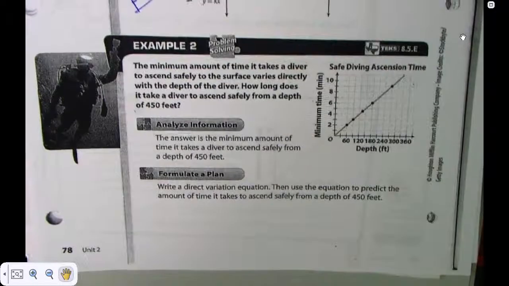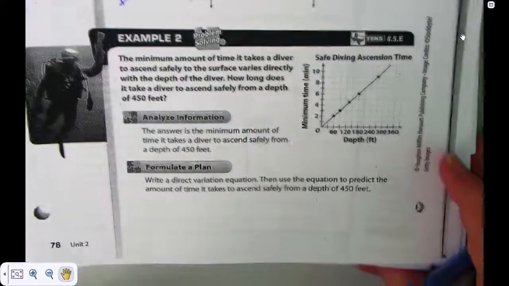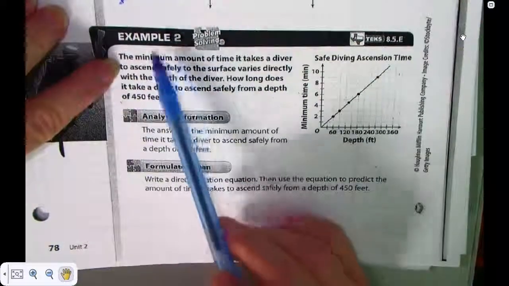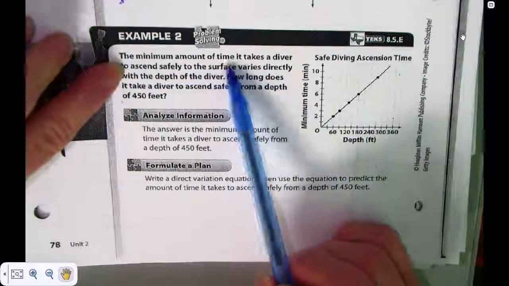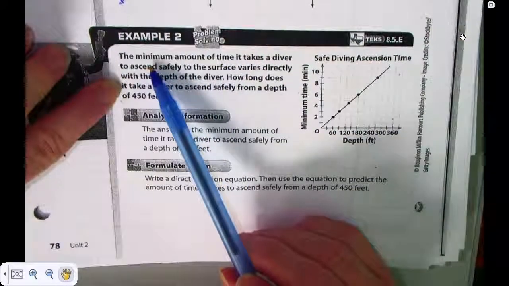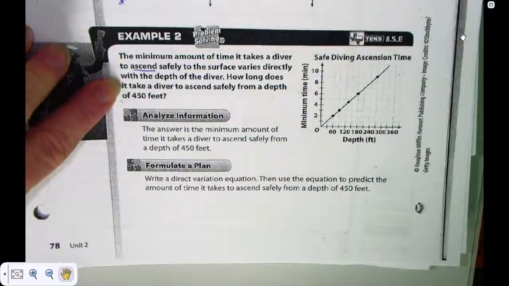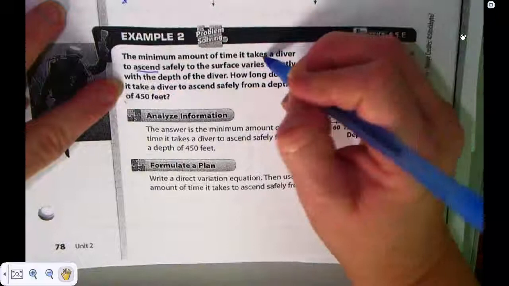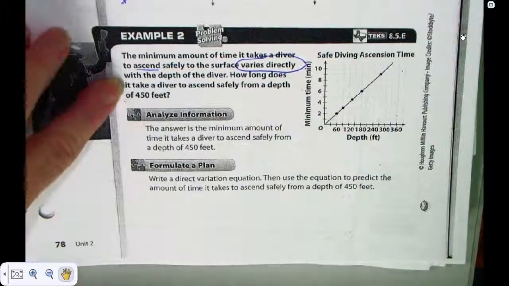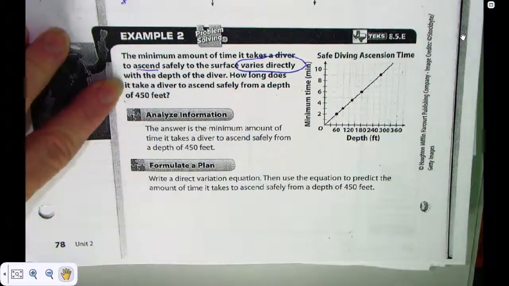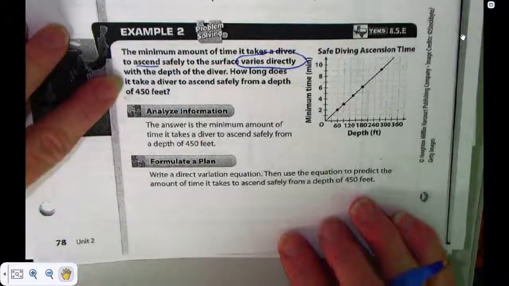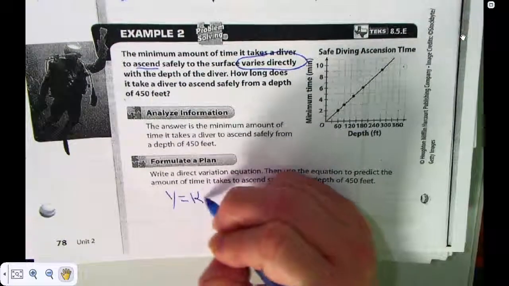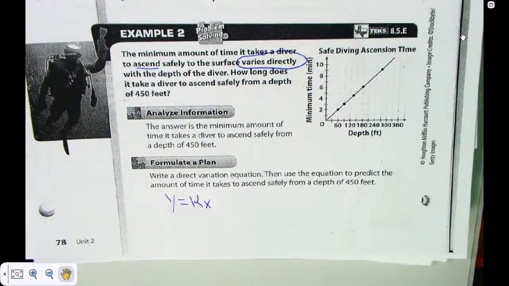Okay, look down at the bottom. Now we're going to use what we know for a problem. The minimum amount of time it takes a diver to ascend. What does ascend mean? Go up. Safely to the surface varies directly. There's those words they want us to know. Circle them, please. Varies directly. So if they're saying varies directly, what are they most likely wanting us to write? There you go. They want us to write an equation.